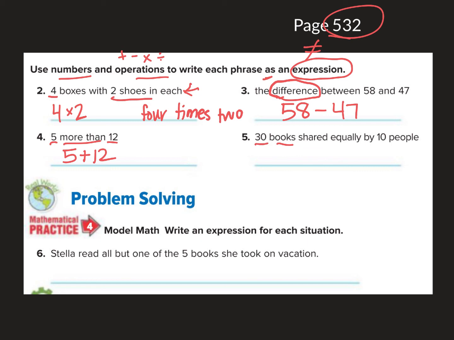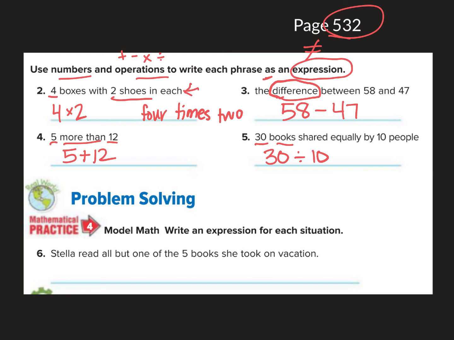30 books shared equally by 10 people. If I'm sharing things equally, it means I'm dividing them, right? If I had 30, let's say this, okay? I had 30 Jolly Ranchers shared equally by 10 people, 10 kids in my class. I would take my 30 Jolly Ranchers and divide them amongst my 10 students, right?